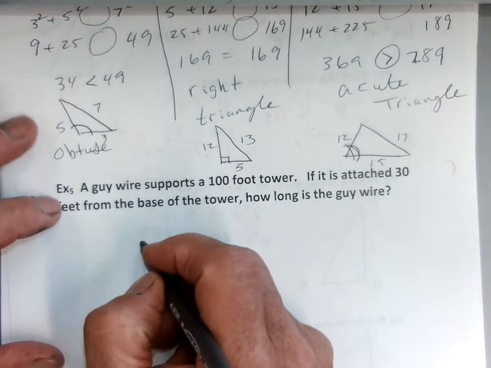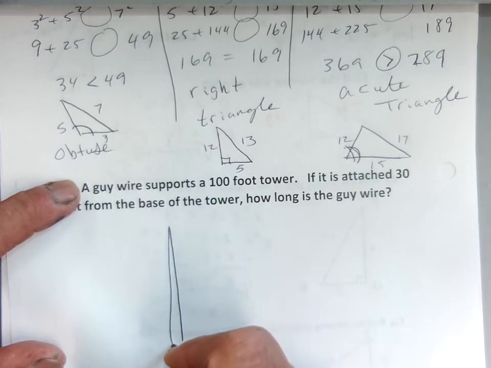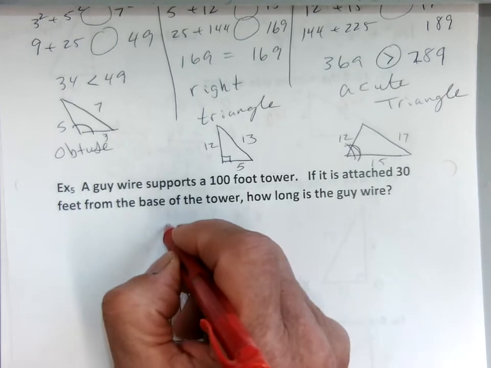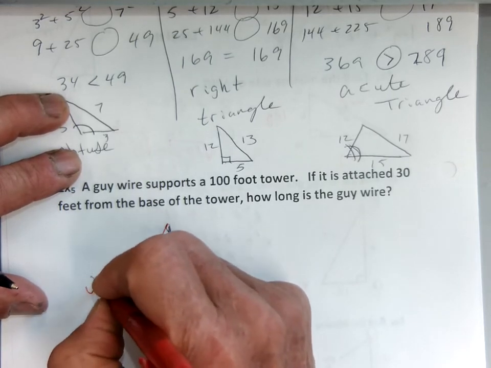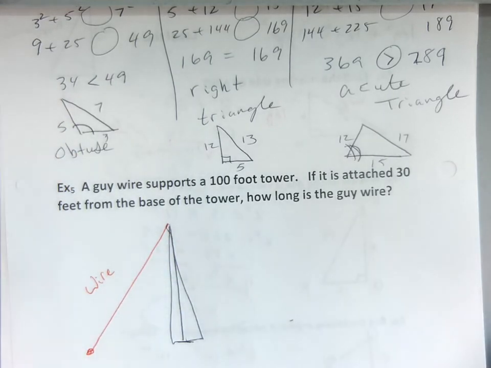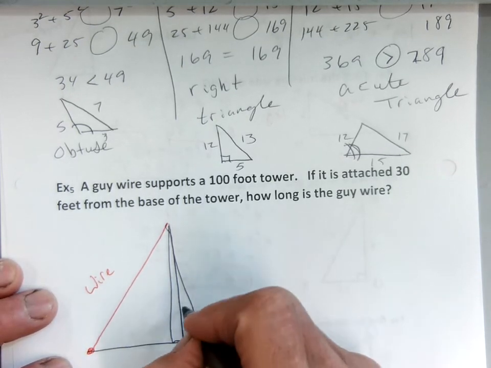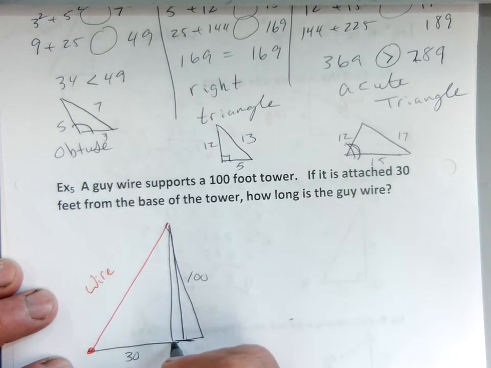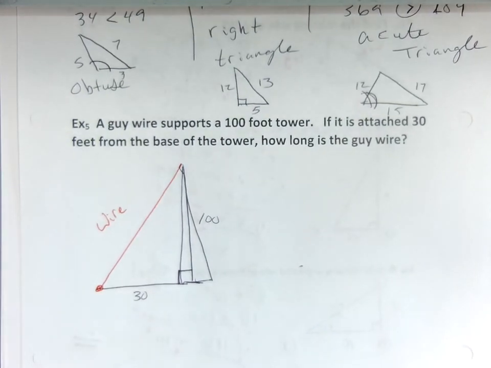So guy wire. Now, guy wire is just support. So say I've got a 100-foot tower. Here's my tower. Okay, and a guy wire supports it, right? There's my wire. I know the tower has to be 100 feet, and I'm going to attach it 30 feet away, right? So before I go out and spend a lot of money on wire, I better know how much wire I need, because this wire is expensive, right?